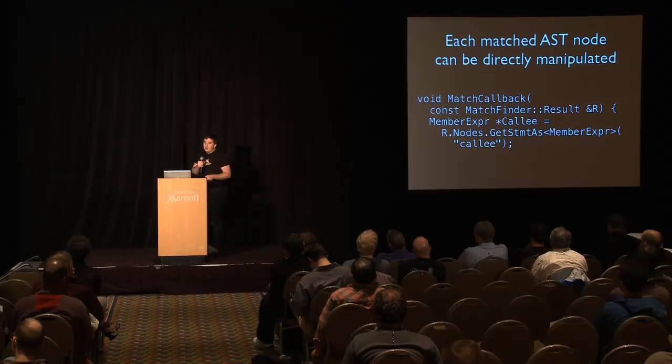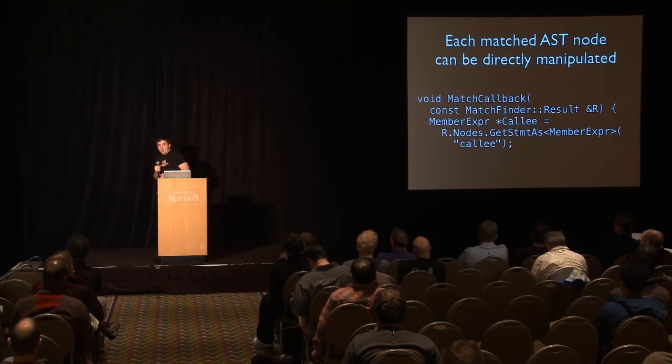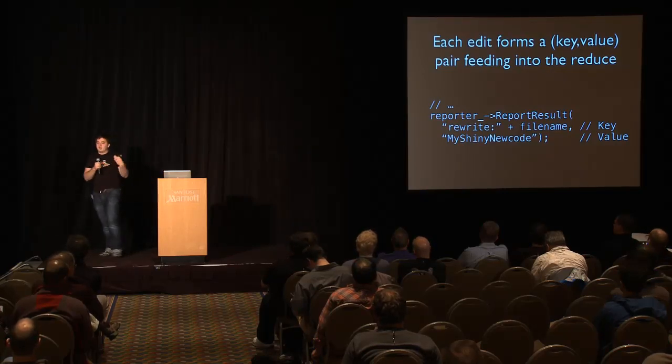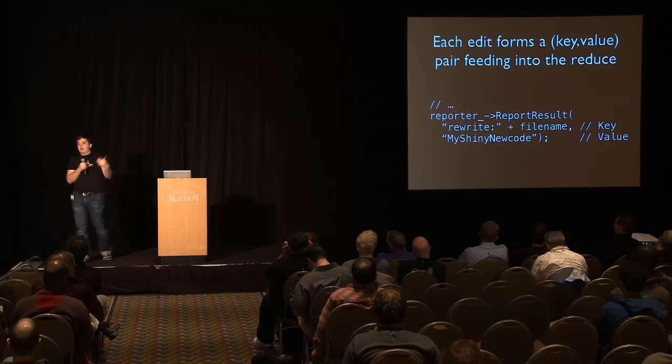Inside of our callback, we can dig back out that saved expression, that saved member expression. And we can use the rewriter interface to figure out exactly how the rewrite should look. And then we just come up with a serialization scheme in order to write it out as the value of a key value pair. All right.